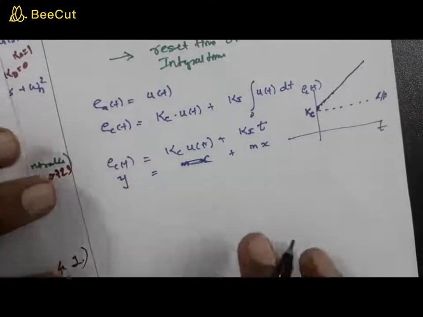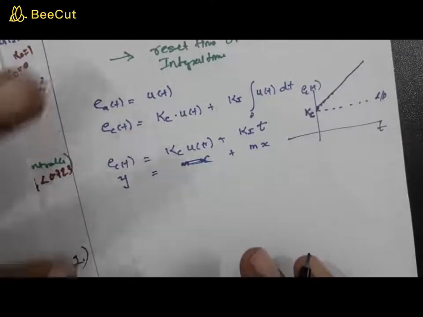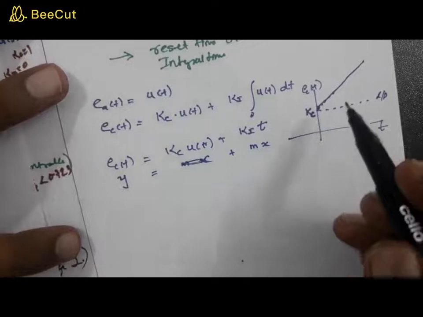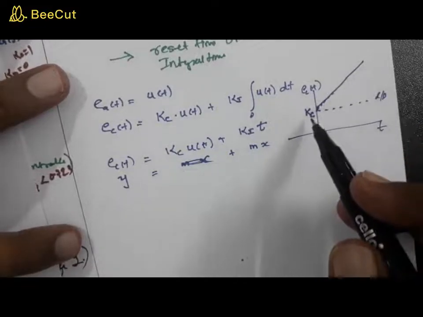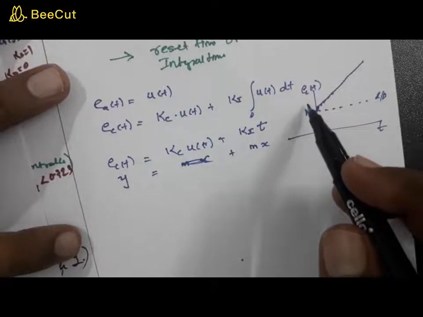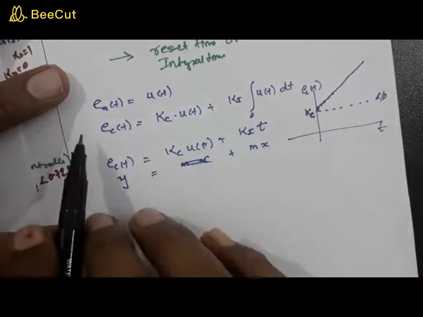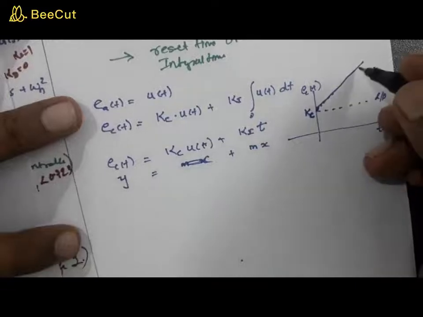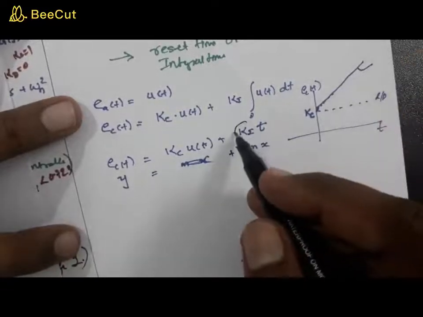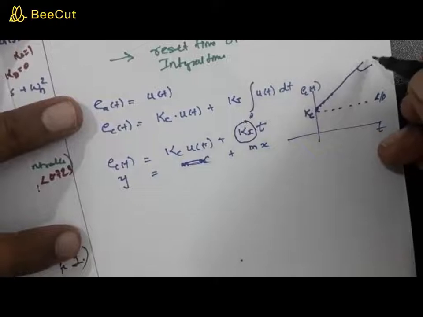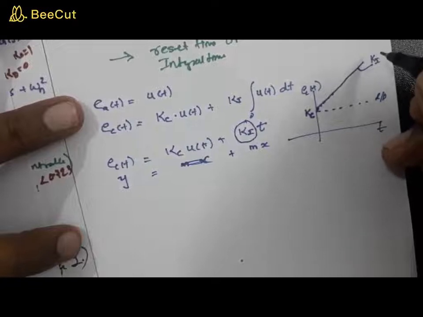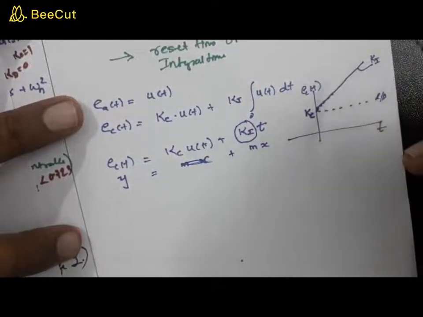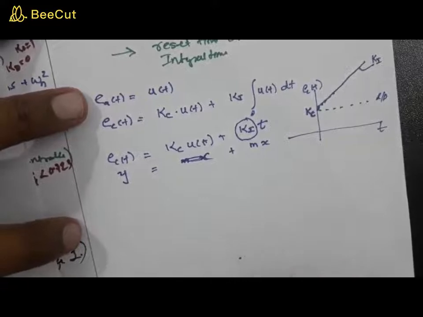So as the actuating signal is a step input, the controller output will be a ramp signal which has an offset of Kc, equivalent to the proportional gain, and the slope is determined by Ki, that is the integral controller gain or the reset gain. So this is how the graph looks.